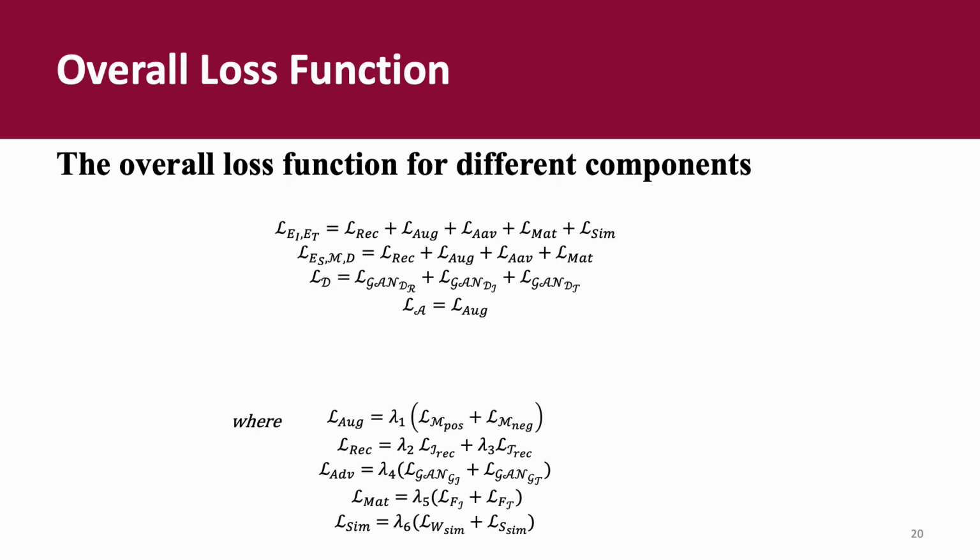In summary of our method, the overall loss term for the image encoder EI, text encoder ET, spatial encoder ES, network to compute add-in parameter M, decoder D, attribute vector estimator A, and discriminator D are defined in this page.